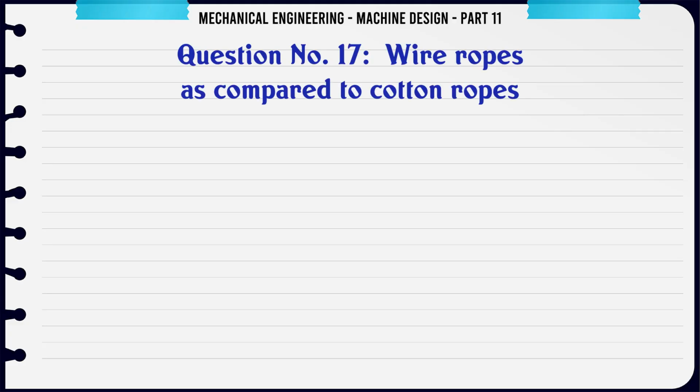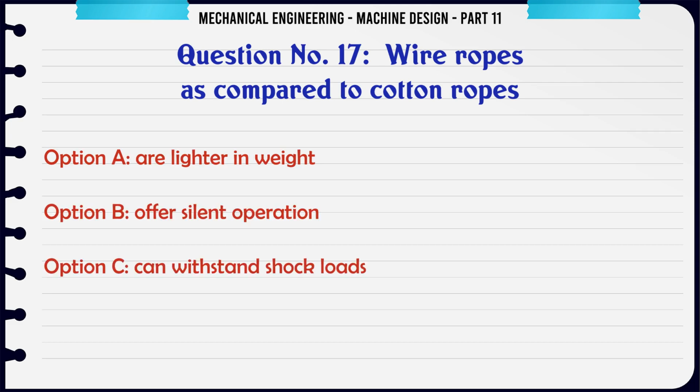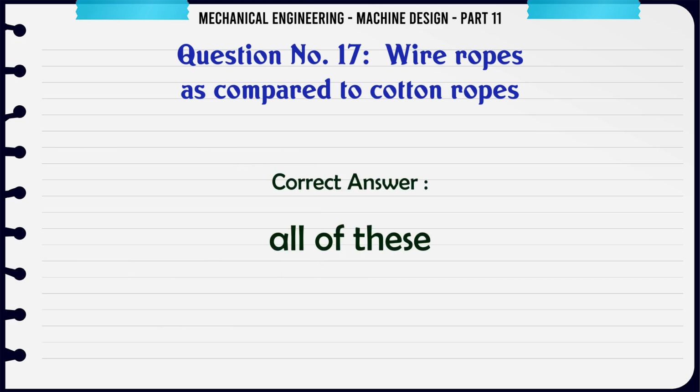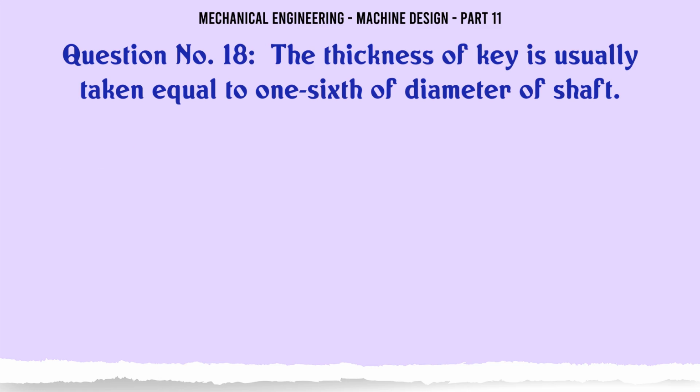Wire ropes as compared to cotton ropes: A. Are lighter in weight. B. Offer silent operation. C. Can withstand shock loads. D. All of these. The correct answer is all of these.